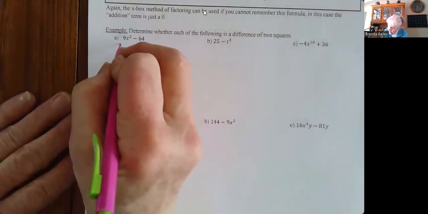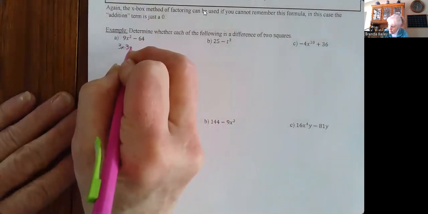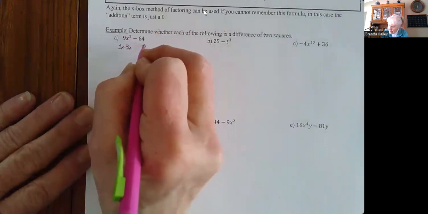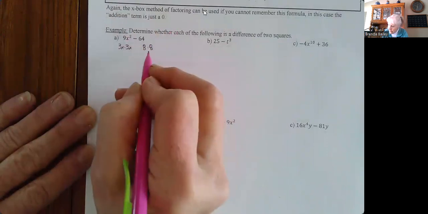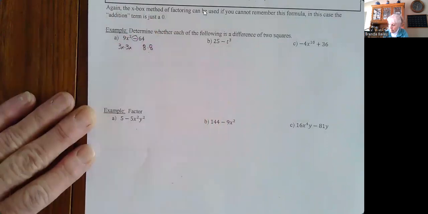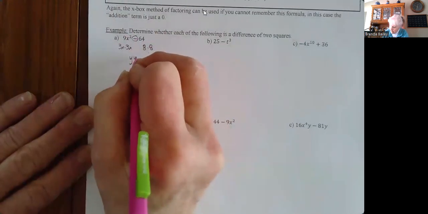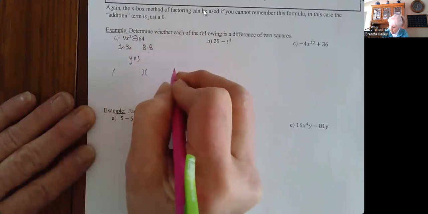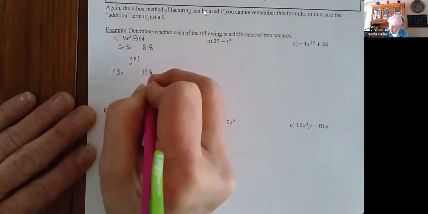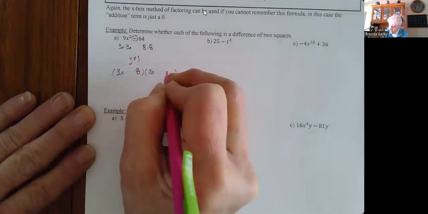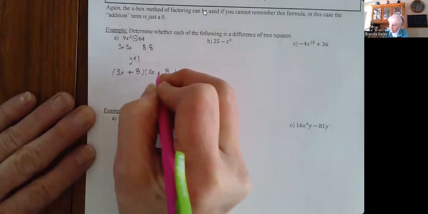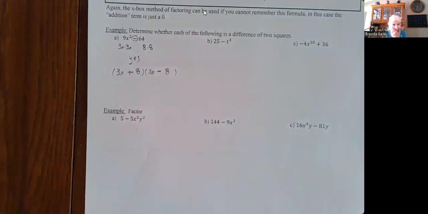So we have 3x times 3x gives you this. 8 times 8 gives you this, and it's a difference. So it's a yes. It would actually look like 3x, 3x, 8, 8, plus, minus. You're done factoring. And then you could set each of those equal to 0 to solve it.